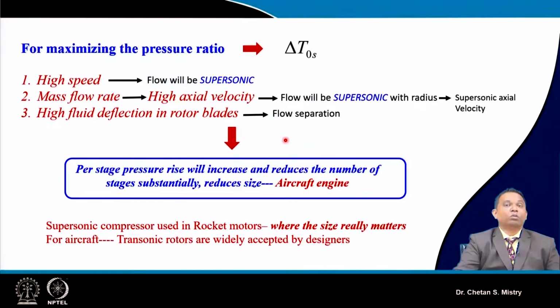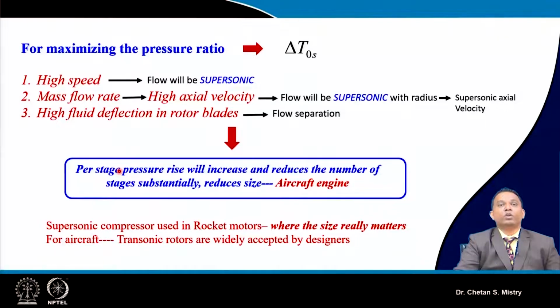So with the problems we always need to find a solution. Now again, let's come to the point of what it says. We are looking for maximizing our pressure ratio. That means we are looking for higher delta T0. In order to achieve this higher delta T0, we go with higher rotational speed. There we have difficulty with the supersonic flow. When we go with higher mass flow rate or higher axial velocity, again we have difficulty with the supersonic flow. And higher deflection gives us difficulty in terms of flow separation. What we are looking for is a higher per stage pressure rise.